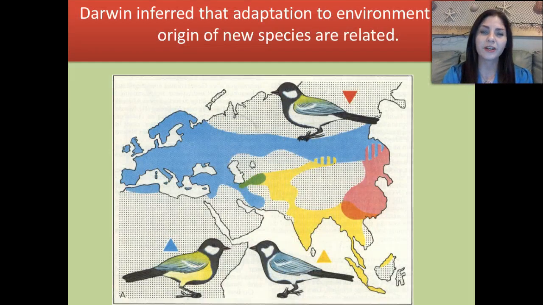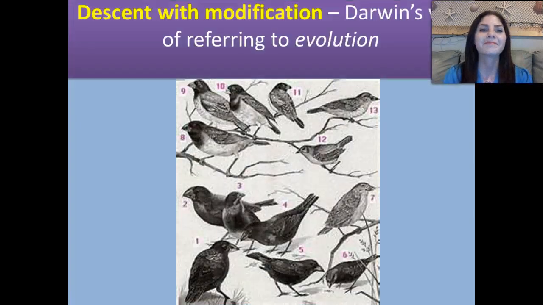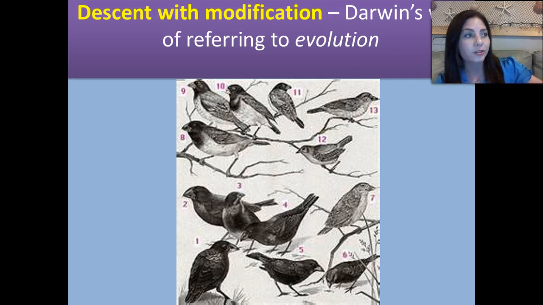Darwin inferred that adaptation to the environment and origin of new species are related. So basically, new species were forming as they were adapting to their different environments. He called this descent with modification. Descent meaning descended from that common ancestor, but with a modification. In this sense, the finches modified their beaks to eat the food source that was available on the island that they had gone to.